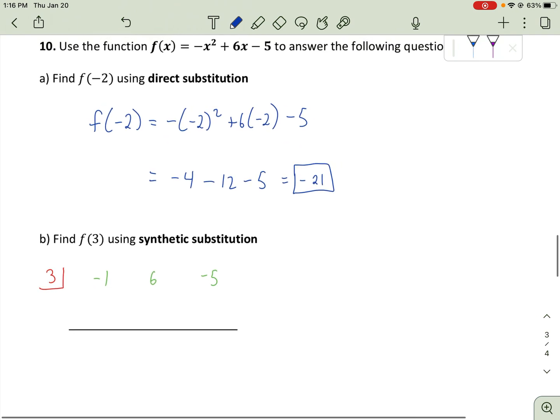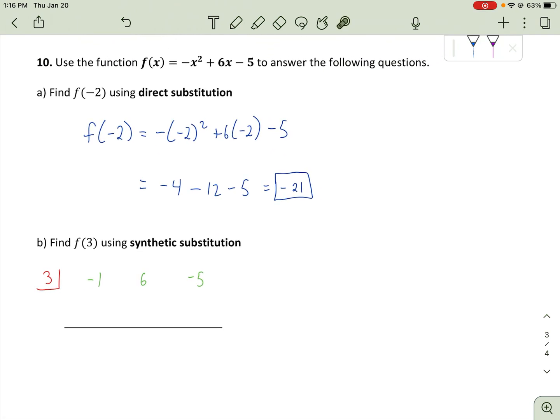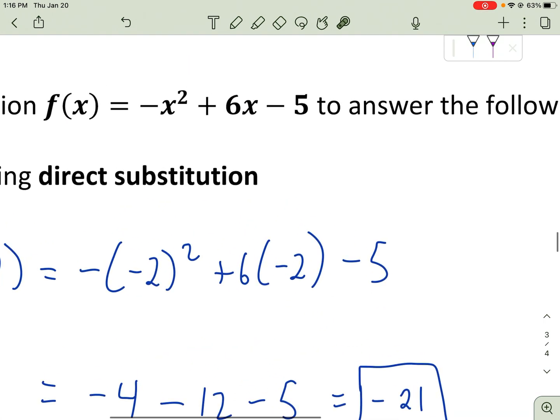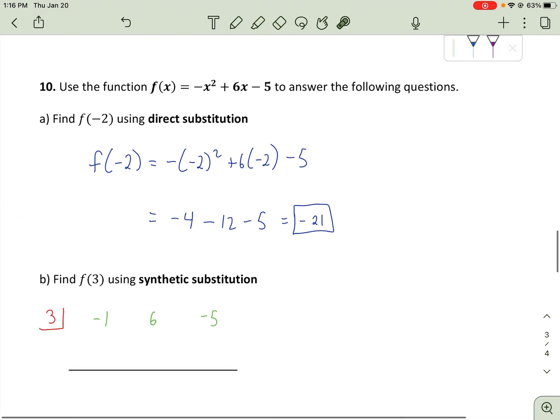And then using synthetic substitution, I've already set it up. Now we're plugging in a different number. So whatever number you're plugging in goes over here, like in that little box. These are the coefficients, negative 1, 6, and negative 5. Now remember, if this wasn't here, and it just said negative x squared minus 5, you have to put a 0 for any degrees that are missing. So start with the highest one and count down. And if any of them get skipped, you got to put a 0 in here.